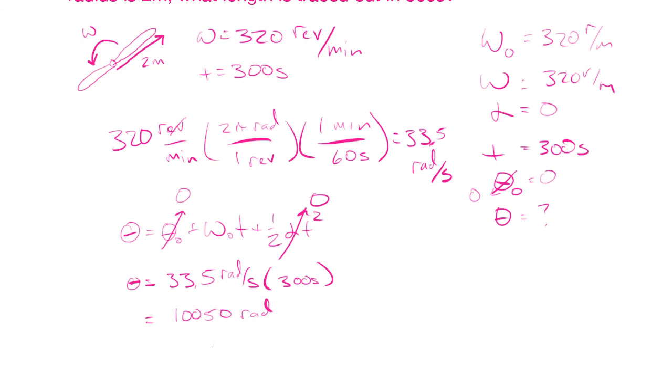But you notice that I asked for what is the length traced out in 300 seconds. I didn't ask for what is the angle traced out. I want a length. So I need to calculate the arc length s, and I can do that by taking the radius and multiplying it by the angle. The radius is 2 meters. I just calculated the angle in radians. Got to use radians. And so I get 2,100 meters. All right, 2,100 meters.